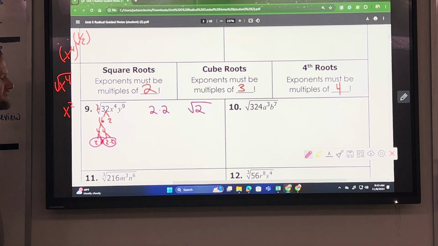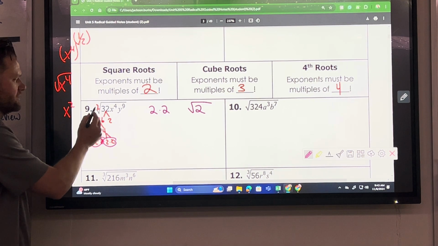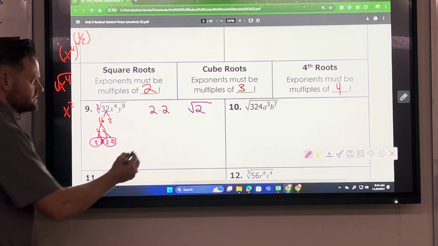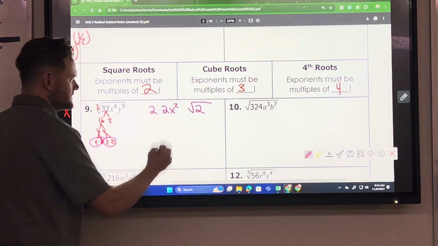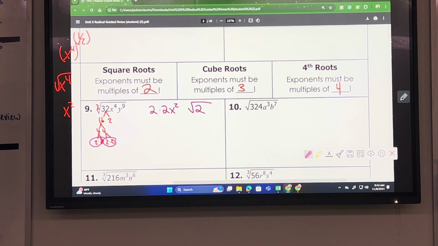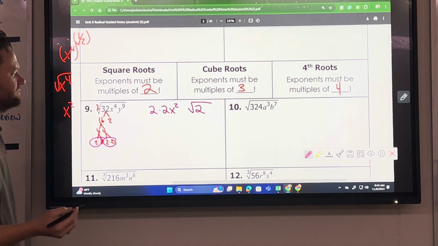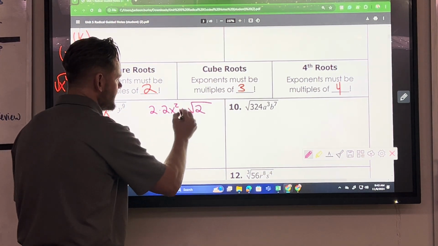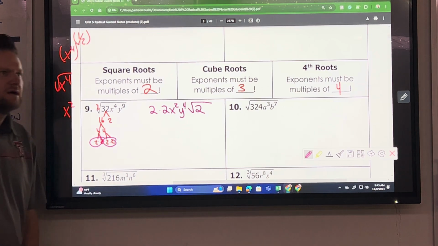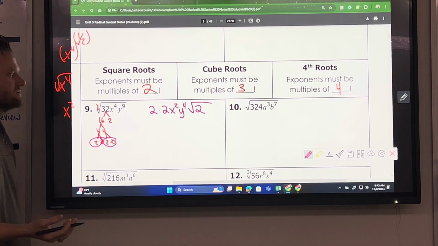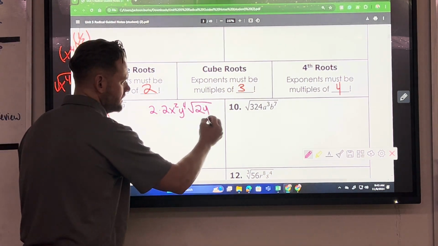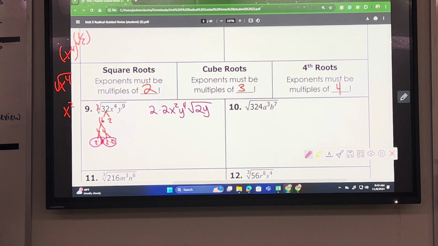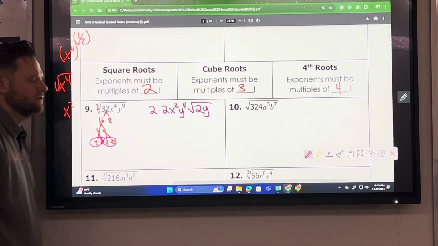Now I have x to the fourth, right? Well, what is 4 divided by 2? It is 2, so that becomes x squared. And I have y to the 9th. What is 9 divided by 2? Well, it's 4.5. So I know I can take that whole number out. And how do I express y to the 1/2? Well, I can put it underneath my square root, right? That represents my y to the 1/2.